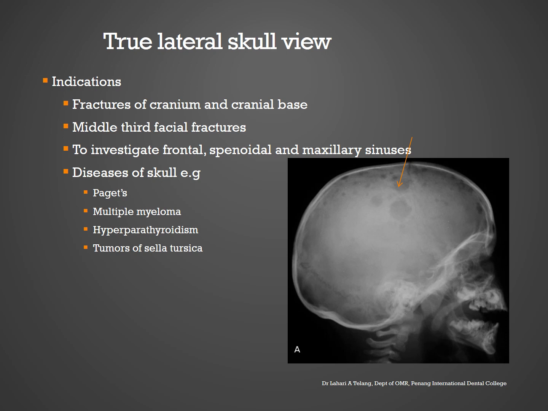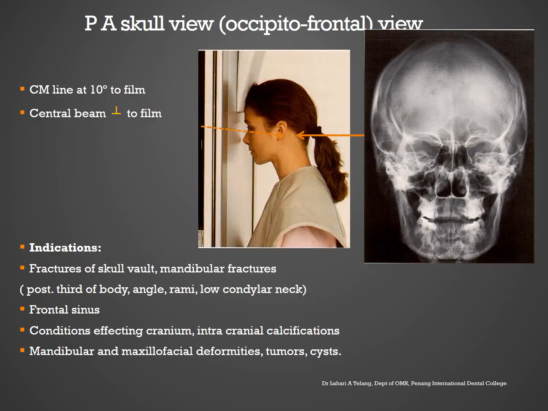I can see the sella turcica quite clearly here. Right, and these, for example, the arrow is pointing out towards punched out radiolucencies in the skull, which is more likely to be due to multiple myeloma.